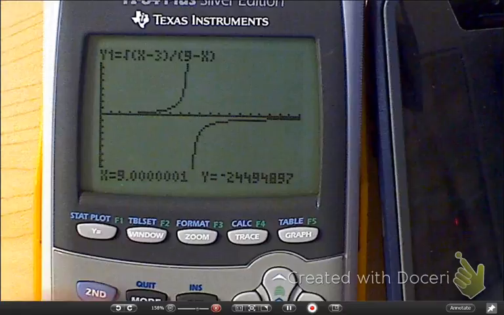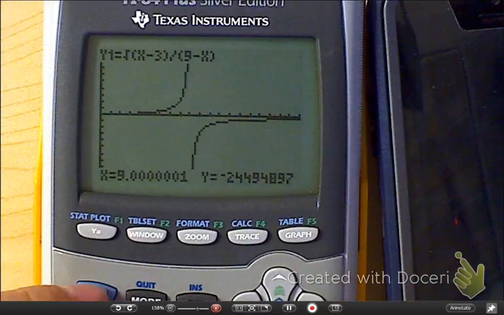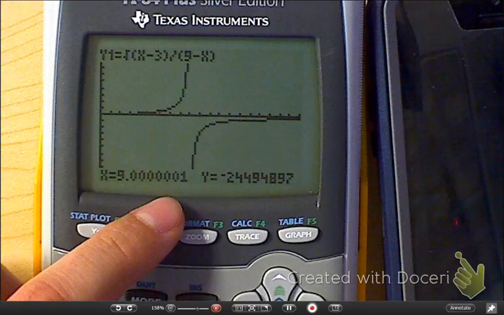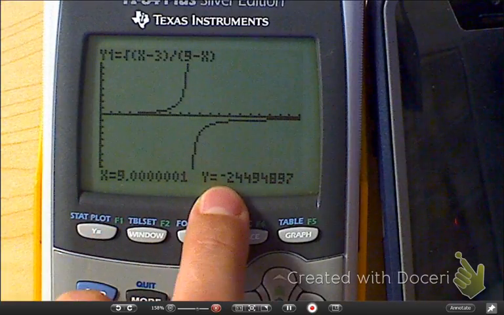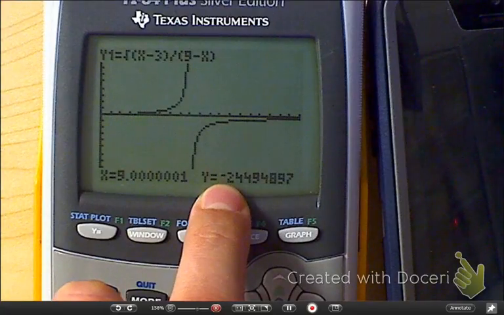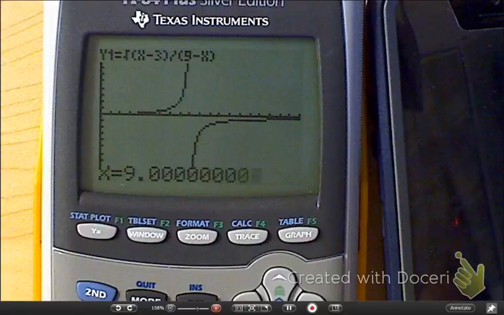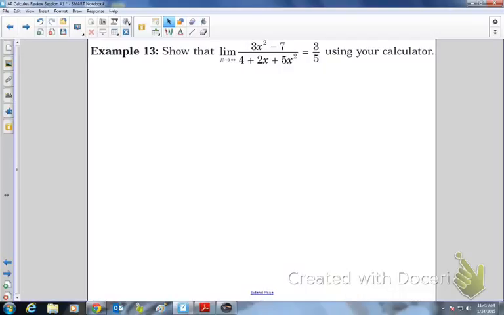Sorry, that was such a confusing explanation. If you put enough zeros, it gives you a negative number. What does? 9.000001. And you keep putting more zeros. It has a negative number here. Or, I mean, a decimal. What kind of decimal? Oh, never mind. It's a decimal because 3x squared minus 7 over 4 plus 2x plus 5x squared.